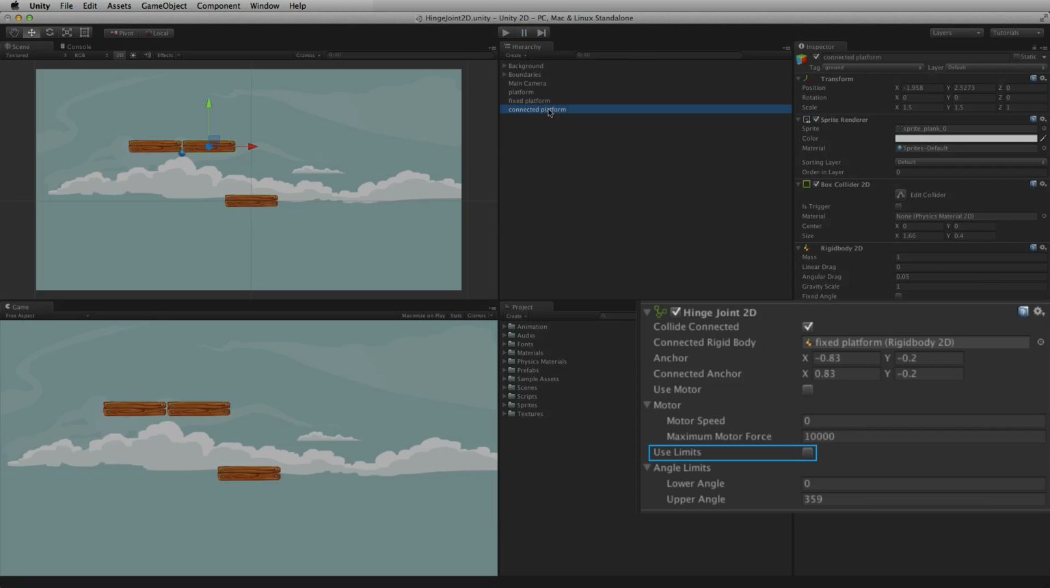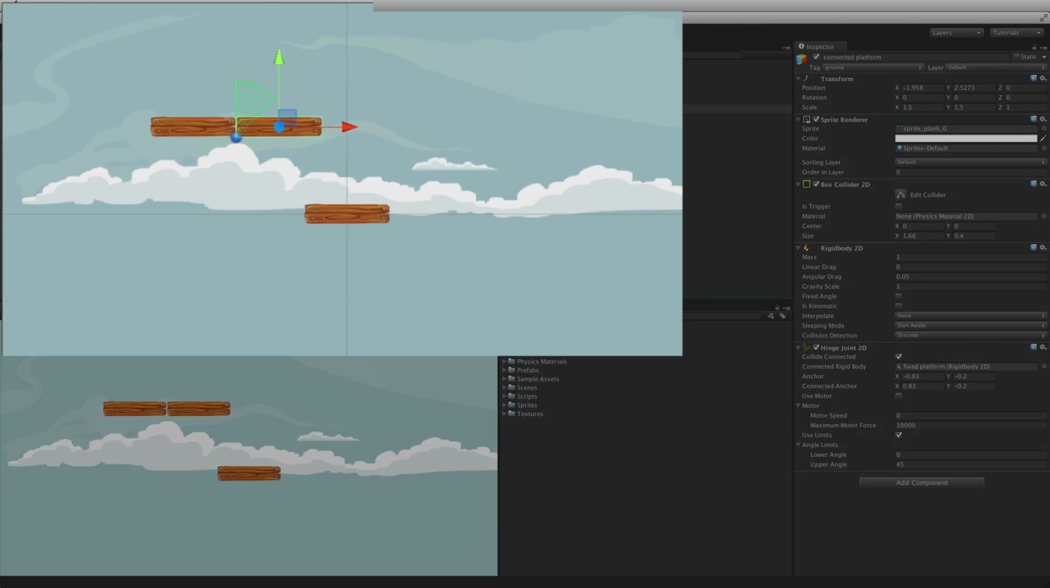When Use Limits is selected, the 2D hinge joint will be prevented from making a full rotation. Lower angle is the lower end of the rotation allowed by the limit. Upper angle is the upper end of the rotation allowed by the limit. Note the gizmo indicating the angle limit of the joint in the scene view.